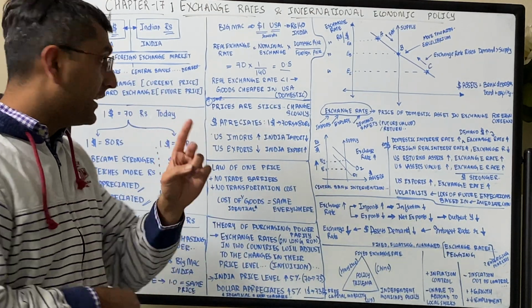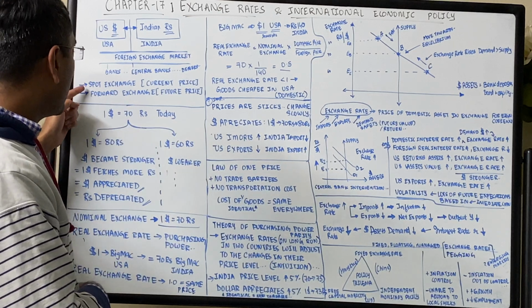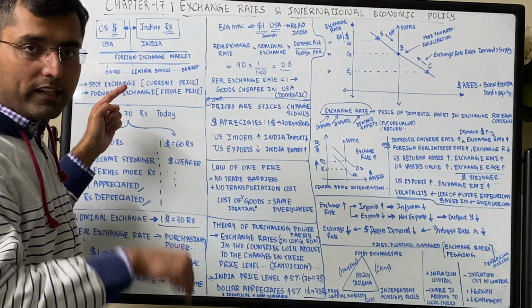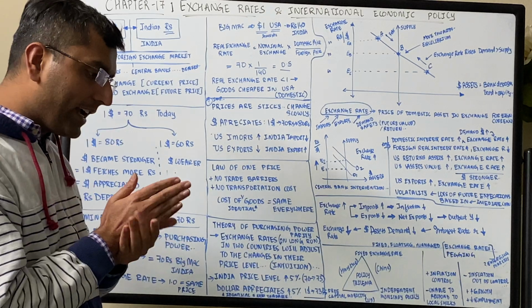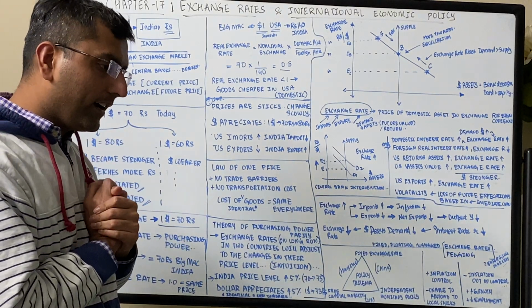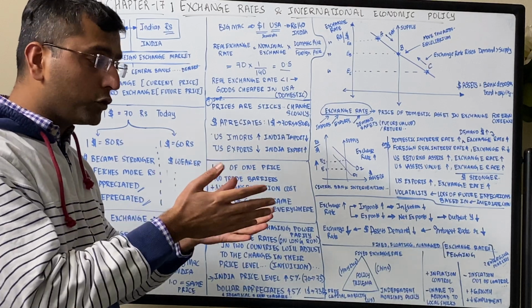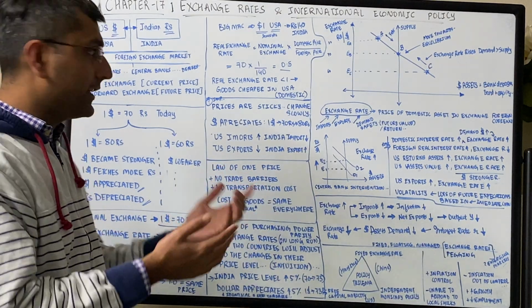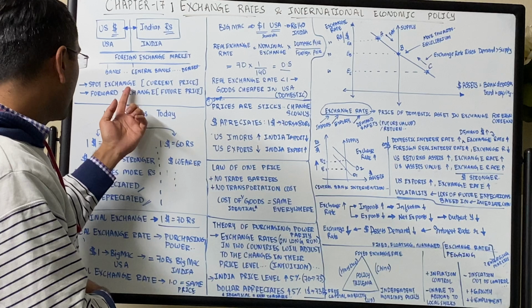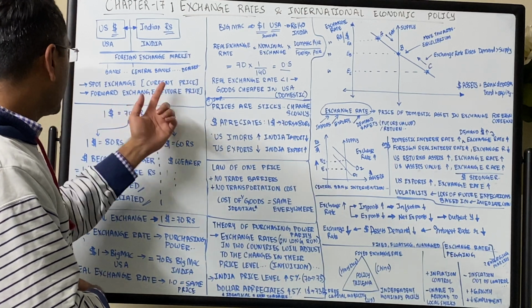And there are two types of rates. There is a spot exchange rate, which is the current ongoing rate. Right now, if I want to buy 1,000 rupees worth of goods, how many dollars do I need? For that you need the spot exchange rate. The current price.